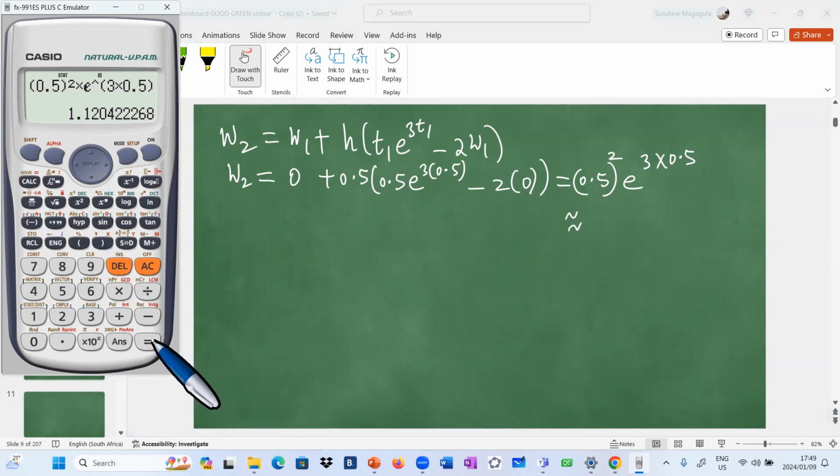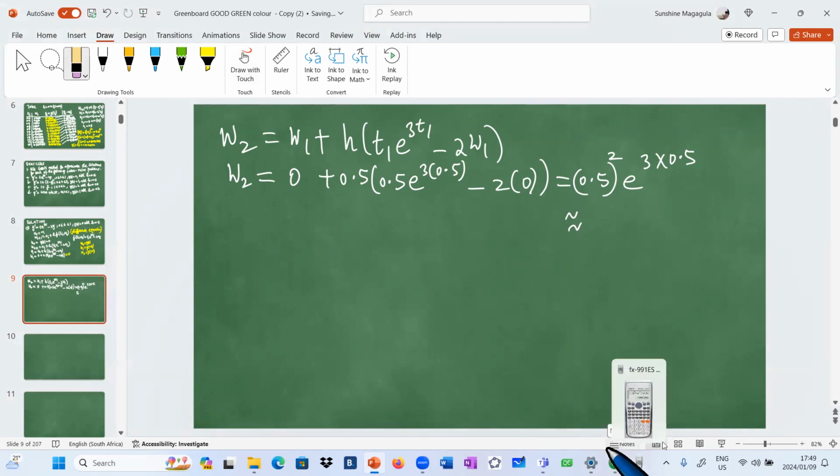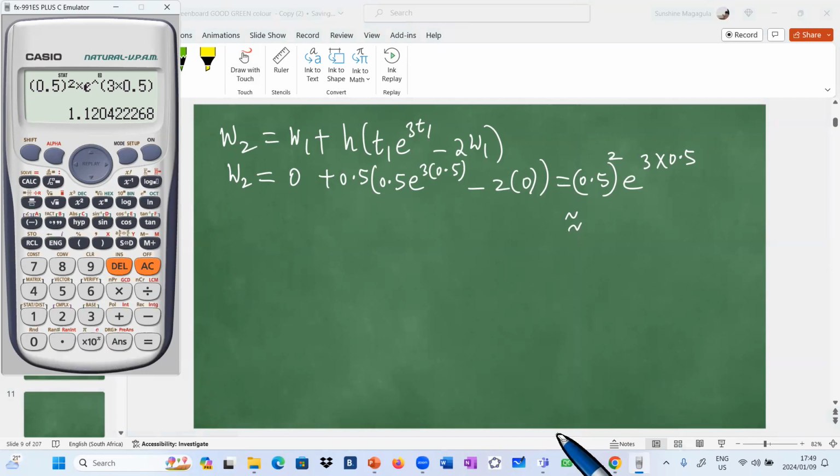Which is 1.20. I know it's going to go off when I attempt to write. It's fine. Just to bring the calculator back, just one second. So this is the calculator value, and then I'm just going to write it down. It's not a lot that I'm going to write down here.